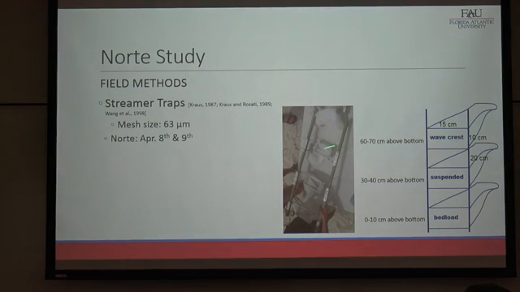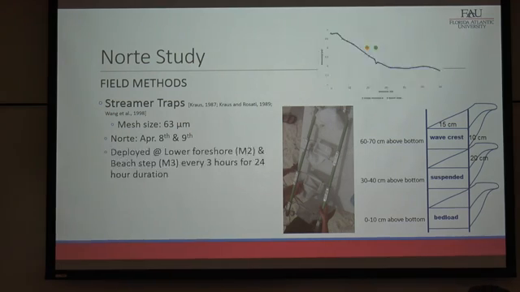These are little mesh bags, 63 microns in size, which basically allows water to pass through but not sediment. These streamer traps have 3 different intervals to collect sediment transport at different elevations within the water column. We put these out on the norte event on April 8th and then the day after as the norte was subsiding, in 2 different locations.